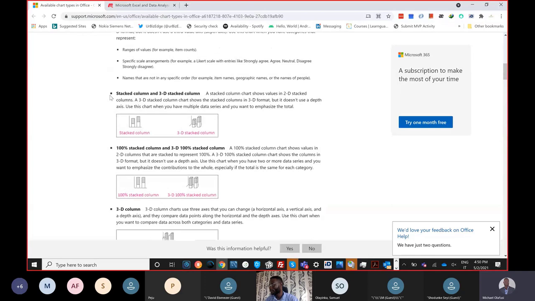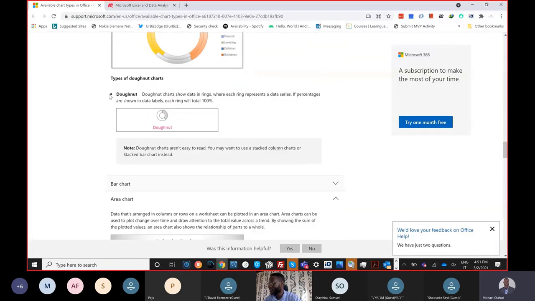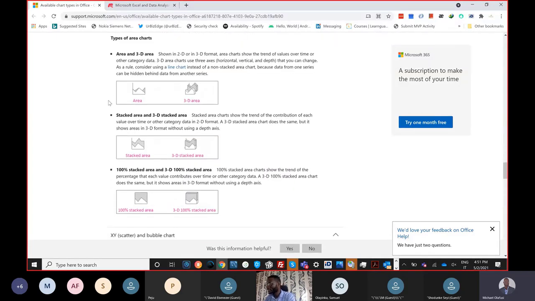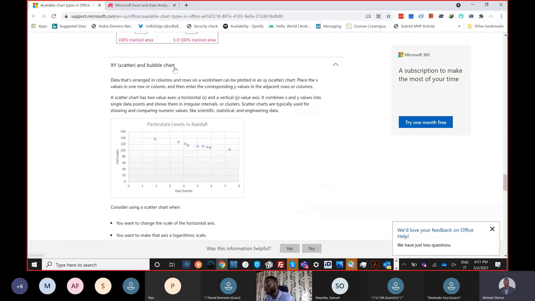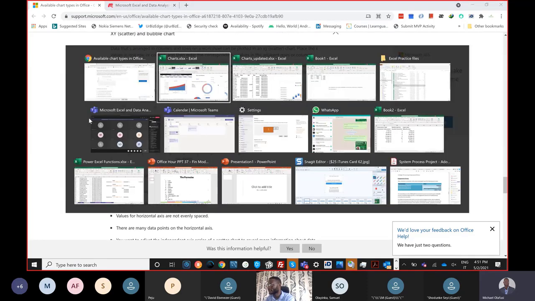We are plotting column and line chart. And it's not the same as line chart. Don't ever confuse the two, right? An XY scatter chart is a relationship chart, showing relationship between, that's why it's called X and Y, X value and Y value, right?